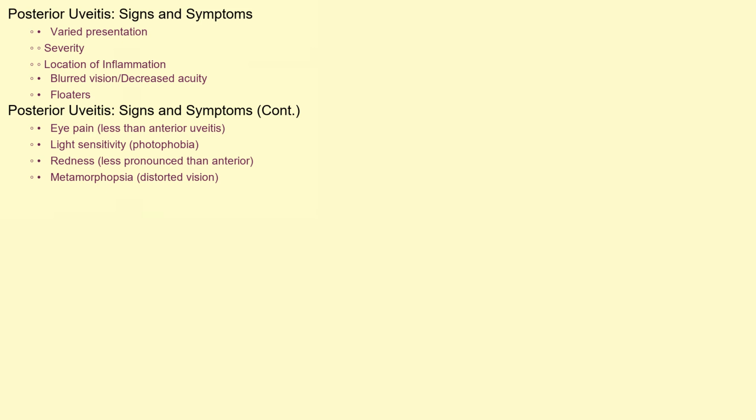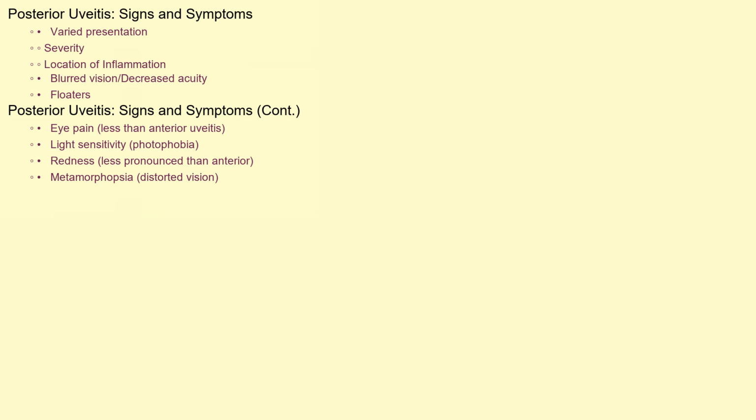Posterior uveitis is relatively uncommon, with the overall prevalence of uveitis estimated to be around 50 to 70 cases per 100,000 people. However, posterior uveitis accounts for a significant portion of uveitis cases. It can affect individuals of all ages and ethnicities, but certain populations may be at higher risk depending on the underlying cause. For example, individuals with autoimmune disorders or those living in areas where certain infections are prevalent may be more susceptible.